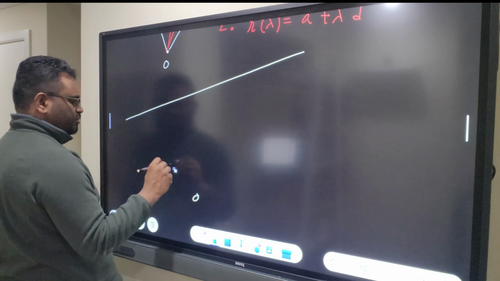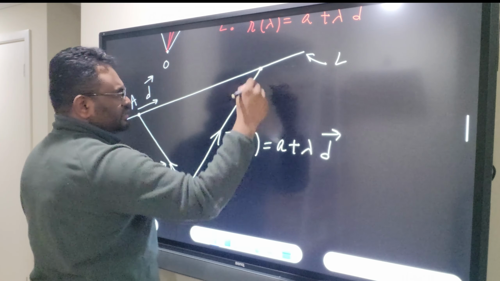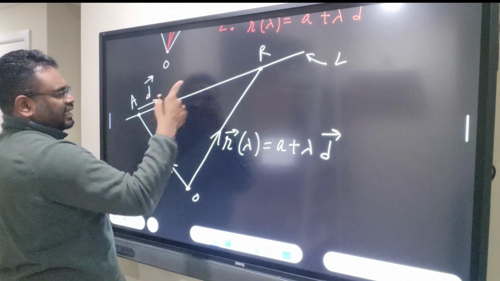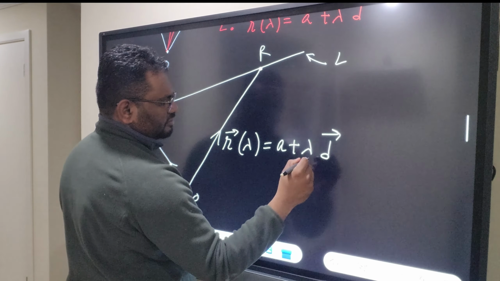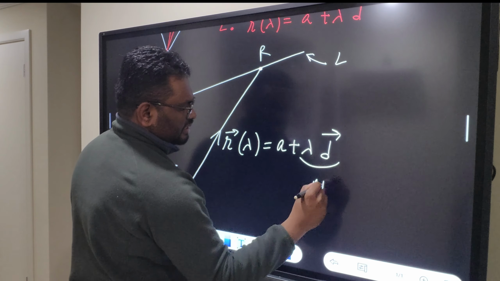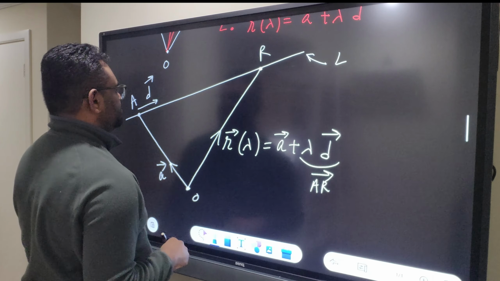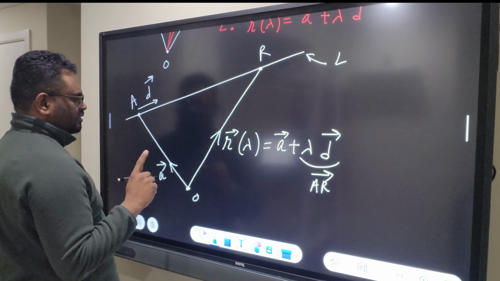Now in general, you can think about a vector which is the R vector. I would say lambda, so A plus lambda D. So lambda D means the AR vector. So this is nothing but the AR vector. Okay, now this is very clear. So this is a vector. Now let's think about this.